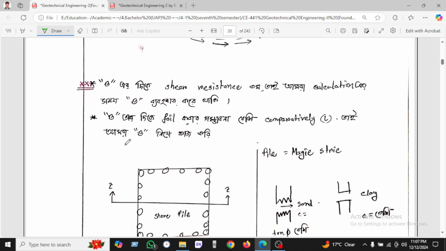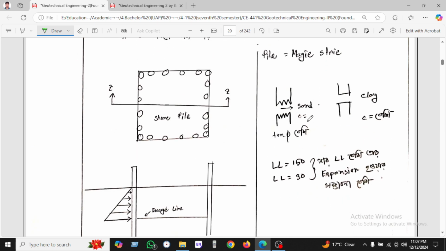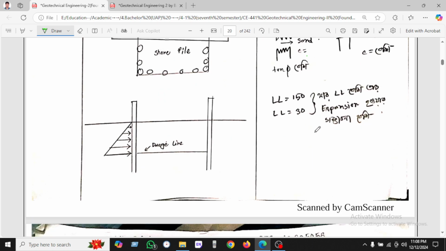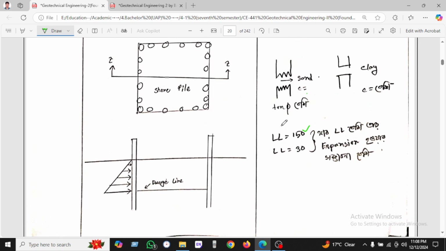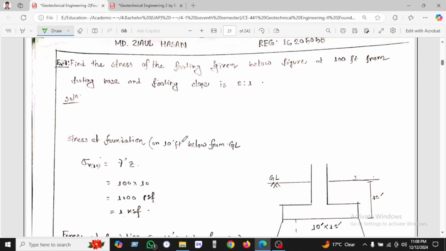Okay, let's see here. We can see the sand. The C is higher because the tan phi is more. C is also higher because clay. Liquid limit is 150 and liquid limit 30. The liquid limit, which is higher, the expansion of soil will be more. Here we can see another.